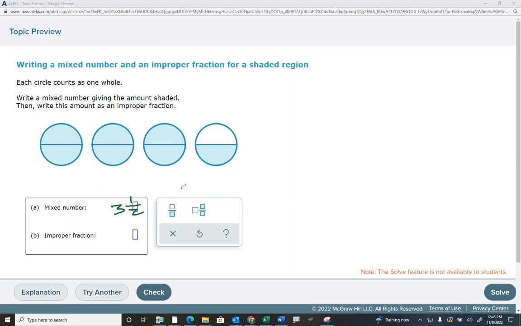Okay. Or I could say I've got 1, 2, 3, 4, 5, 6, 7 halves are shaded. Well, it turns out 3.5 and 7 halves are the same thing. Okay. So, that's pretty cool. That's how it's done.